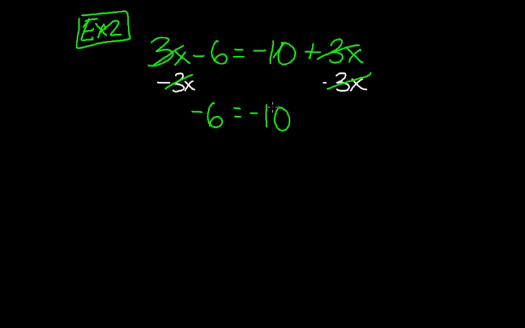So now we're left with the expression negative 6 equals negative 10. There's no variable. It just disappeared. And we're left with a nonsensical answer. Negative 6 does not equal negative 10.